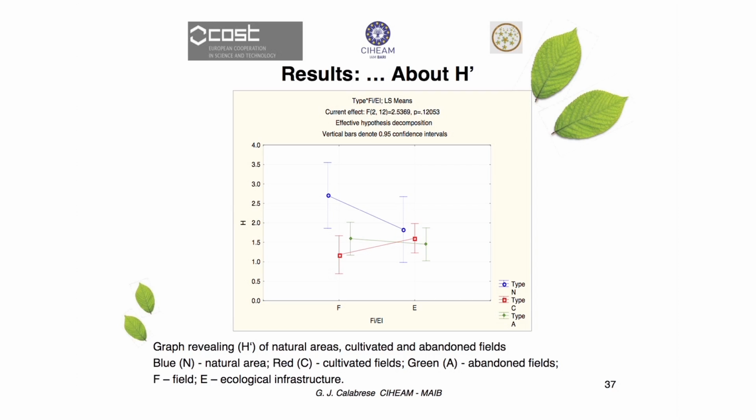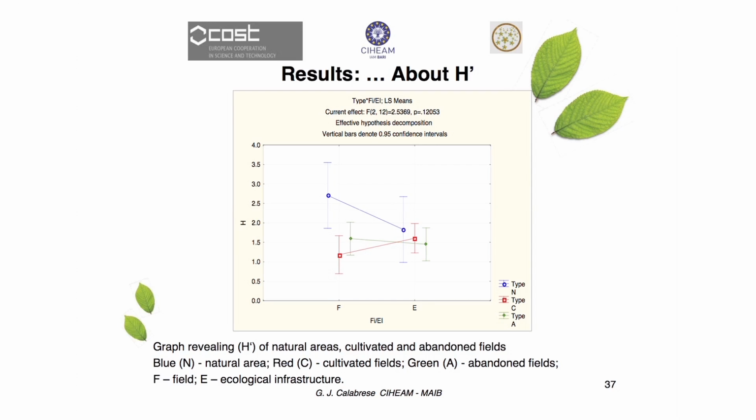The blue one is the natural areas, which have a high score in terms of biodiversity, expressed by H, and this is the corresponding ecological infrastructure. As we expected, in the case of natural areas, biodiversity inside the natural areas is higher than the biodiversity on the border, because we were on the side of the road. So we have a further decrease of biodiversity.